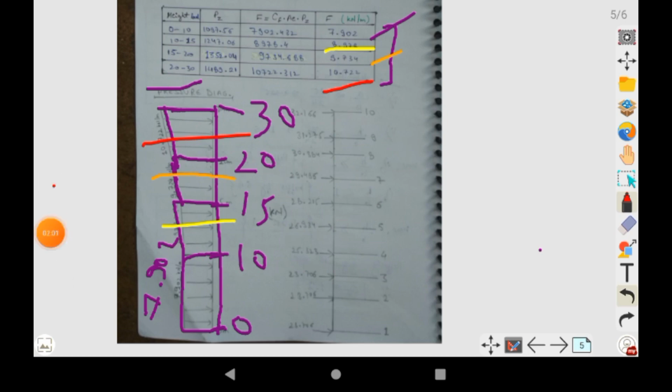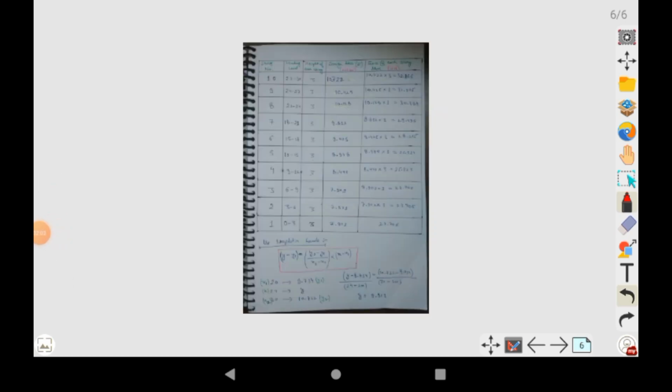Now, moving toward our next slide, here you can see that this is the last step, or we can say this is the final table which we are going to prepare, where we are going to find the force at each story level. In this table, we will find the force at each story level.